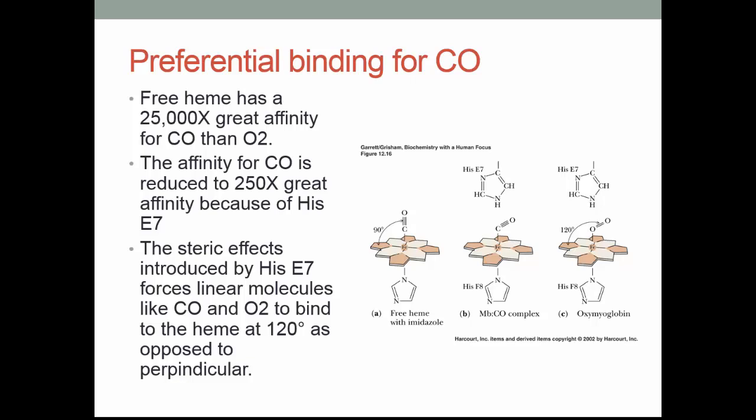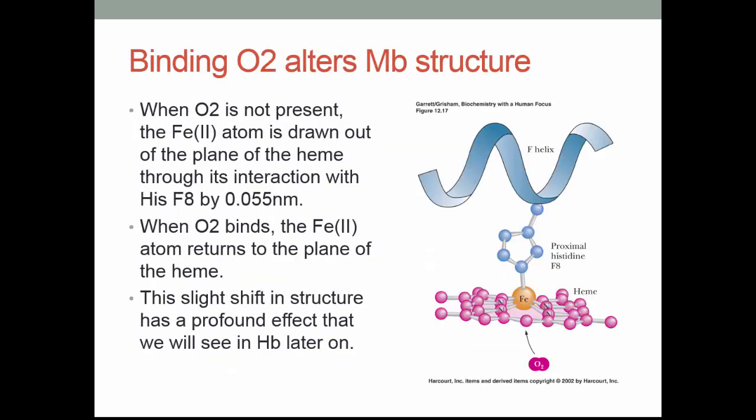The binding of oxygen to myoglobin alters the overall tertiary structure of the protein. When oxygen is not present, the central iron atom is drawn out of the plane of the heme through interactions with proximal F8 histidine by approximately 0.05 nanometers. When oxygen binds, that iron atom is drawn back into the plane of the heme, which then pulls histidine F8 with it as well, which then also pulls helix 8, and eventually causes a downstream global shift in the myoglobin structure.